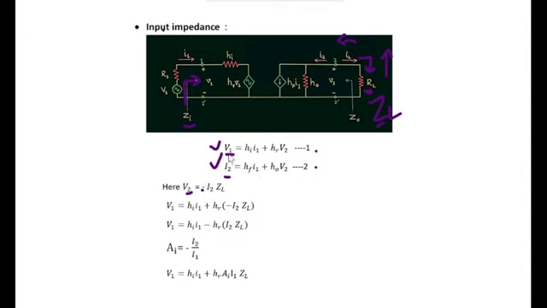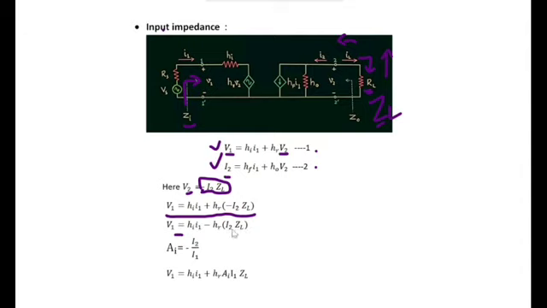If you see equation 2, V1 is equal to HI into I1 plus HR into V2. In this equation there is a V2, and we can substitute that V2 with this value. So we substitute V2 with minus I2 into ZL in the equation. Then we get V1 is equal to HI into I1 plus HR into minus I2 into ZL. If we open the braces, we get the final equation V1 is equal to HI into I1 minus HR into I2 into ZL.